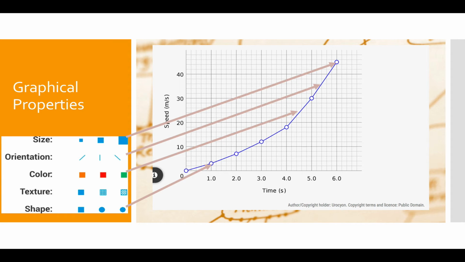In our sample visualization, size refers to the size of the circle, orientation is the direction of the line, color is blue, and the point is in the shape of the circle.